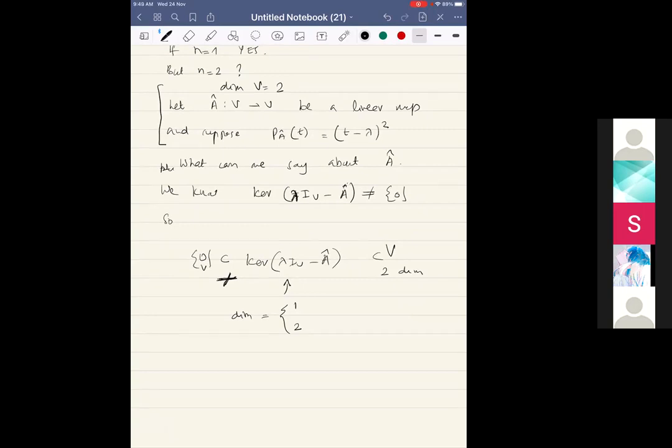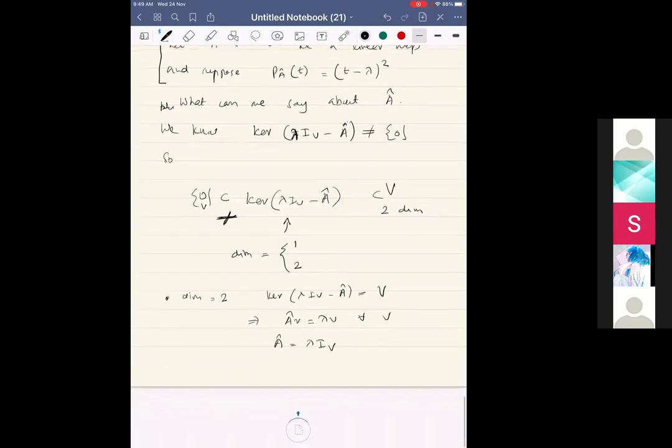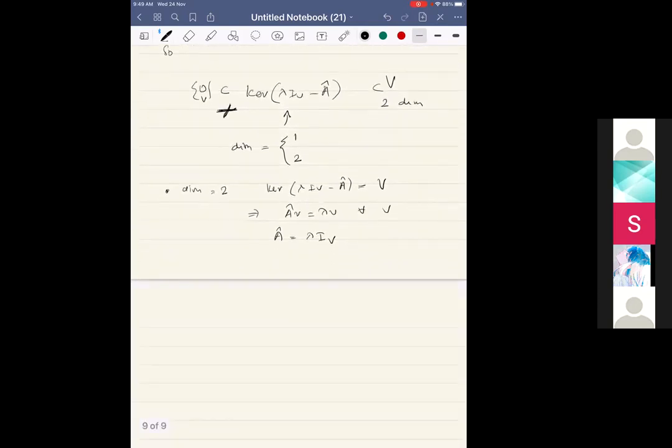So if the dimension is 2, what does that mean? The kernel is V. It's everything. This implies that A hat V equals lambda V for every V, and this means that A hat is, as in the original guess, indeed lambda times the identity. Okay, but what if the dimension is 1? Is this possible?